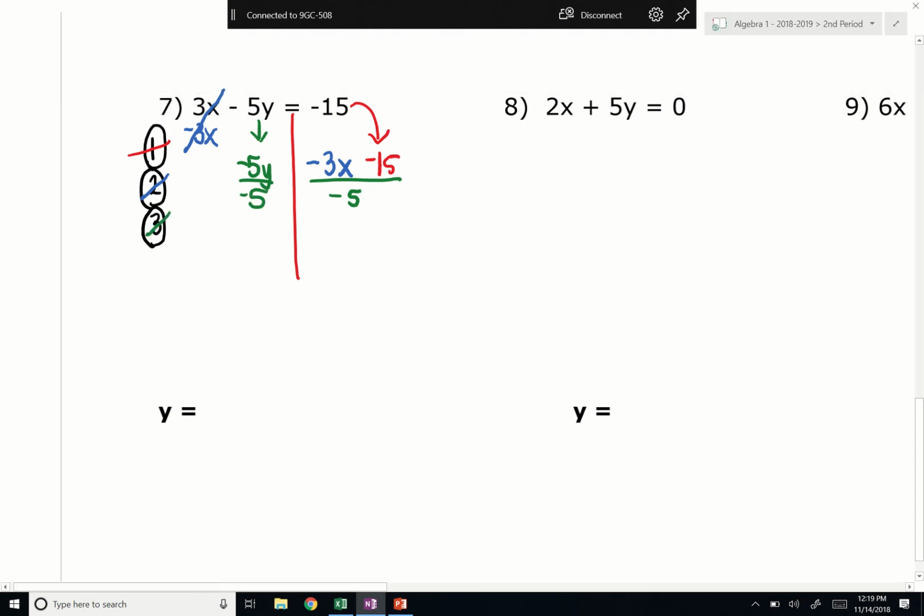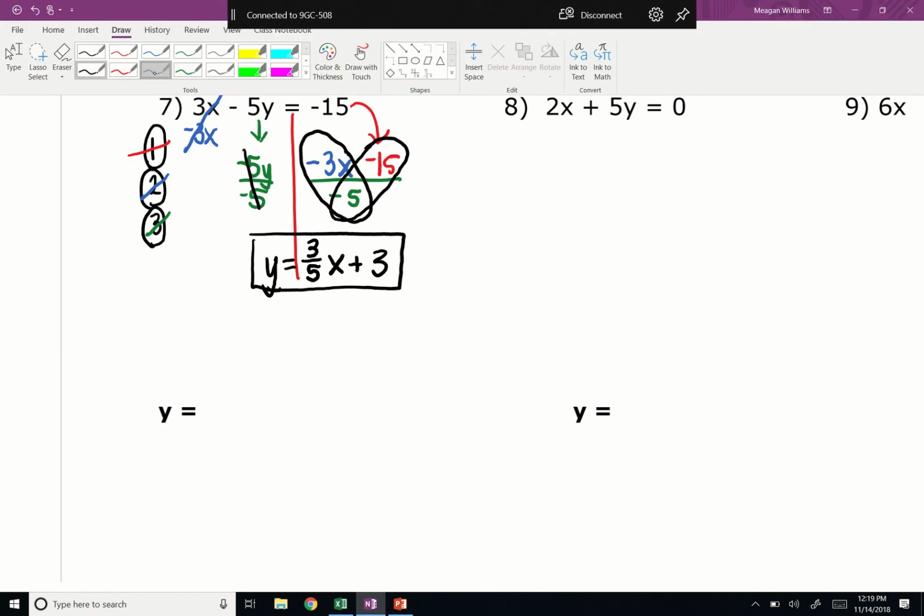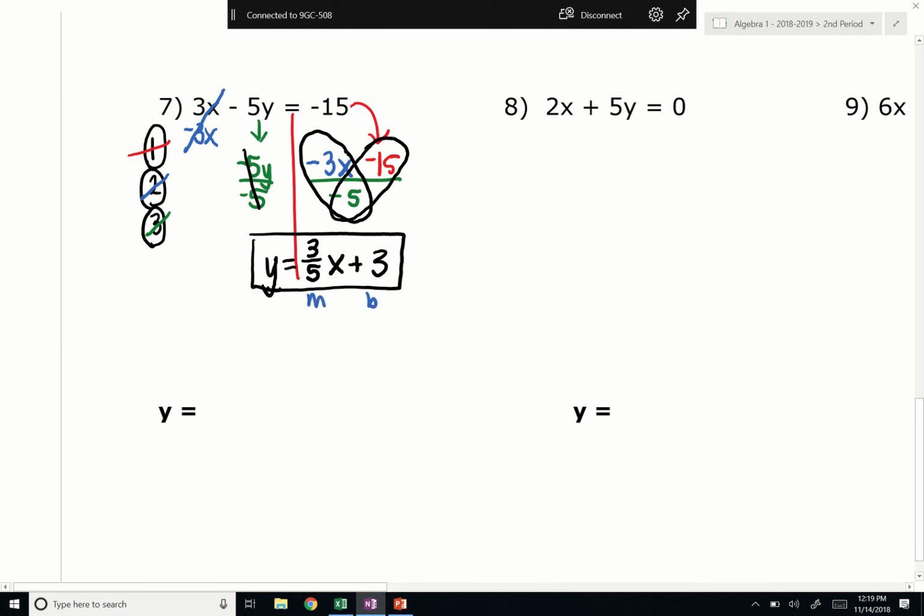Perfect. So that cancels, and it leaves me with what on the left side? Y equals. Then on the right side, I don't break the heart, right? So what's negative 3 divided by negative 5? And I'm going to let what tag along? Good. What's negative 15 divided by negative 5? What type of 3? So what's my slope? 3 over 5. And what is my y-intercept? Good. So are we okay with this?